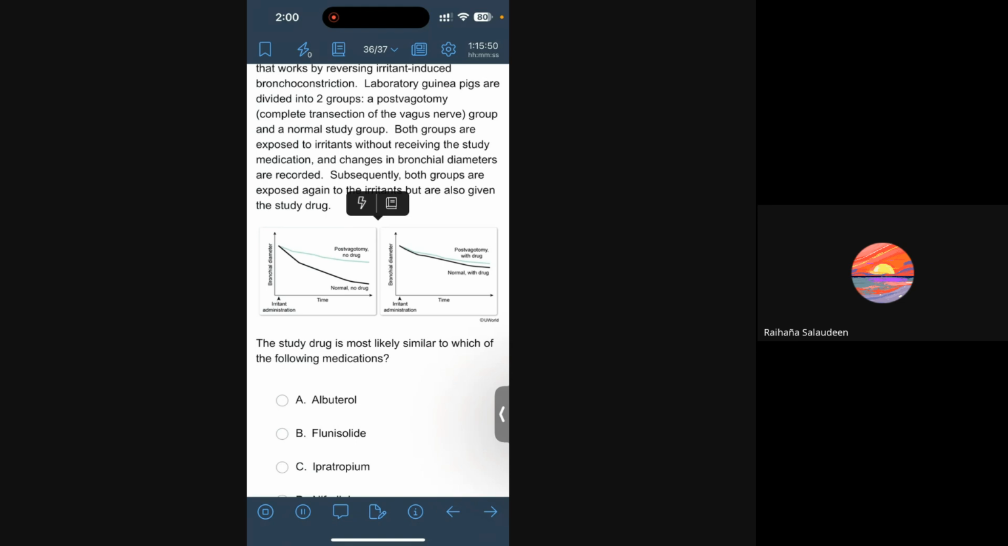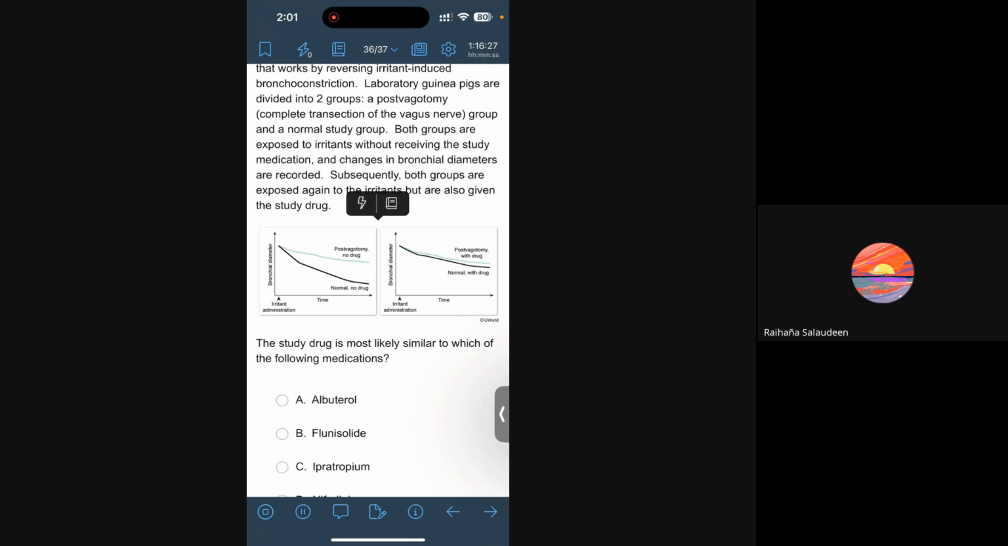So in parasympathetic, your bronchus is going to constrict. And the green line in the first graph, when we cut off the vagus nerve, even after adding the irritant, the bronchus diameter does not shrink, right? There is still bronchodilation. After you cut the parasympathetic nervous system, you are going to see bronchodilation. That's why when you add the irritant, the bronchus does not constrict. Okay, now come to the other graph.